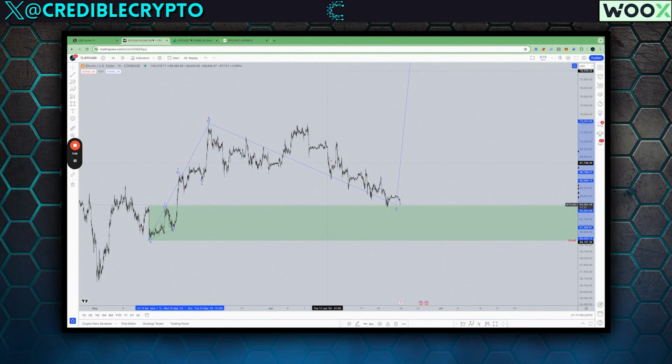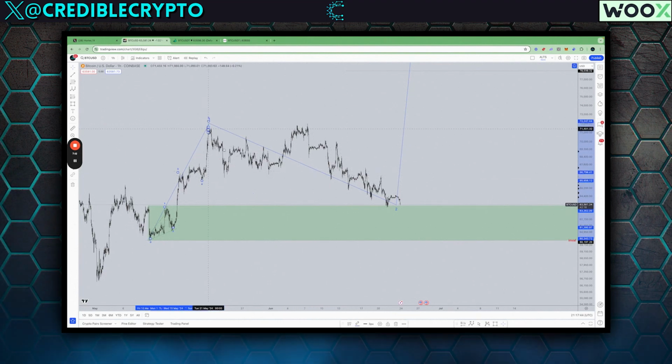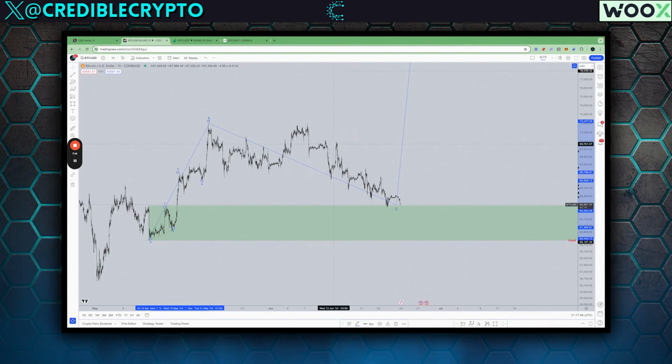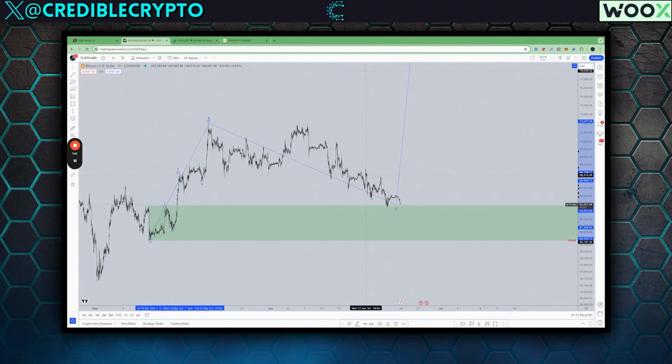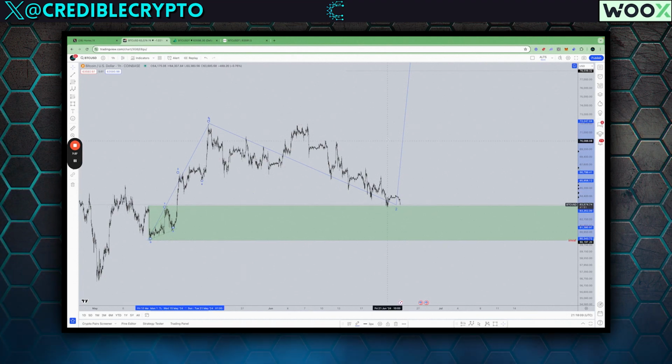You can see how distinctly different this structure is to this one, where we get these nice, sharp impulses. In this one we get impulses, but you get repeated overlaps on those impulses, and you're not getting clear 5 waves. You're getting 1, 2, 3, 1, 2, 3, and so on. So this is the definition of corrective price action, and this is the definition of impulsive price action. We want to see impulsive price action to the upside and corrective price action to the downside. That implies that we are in an uptrend.